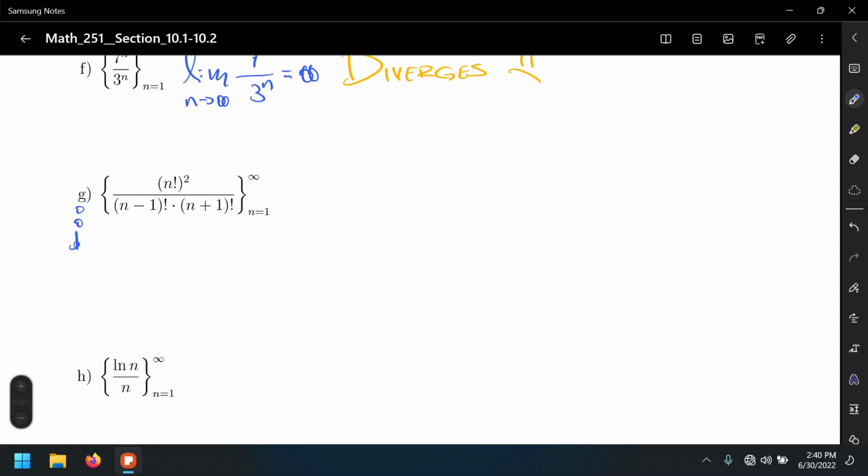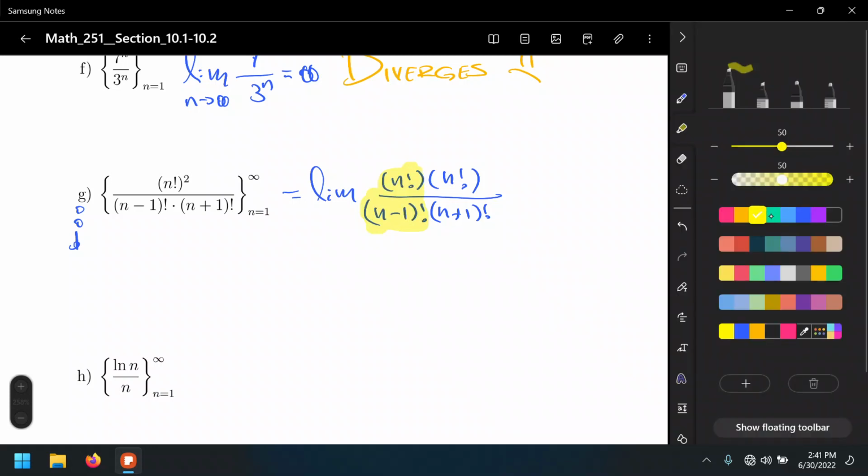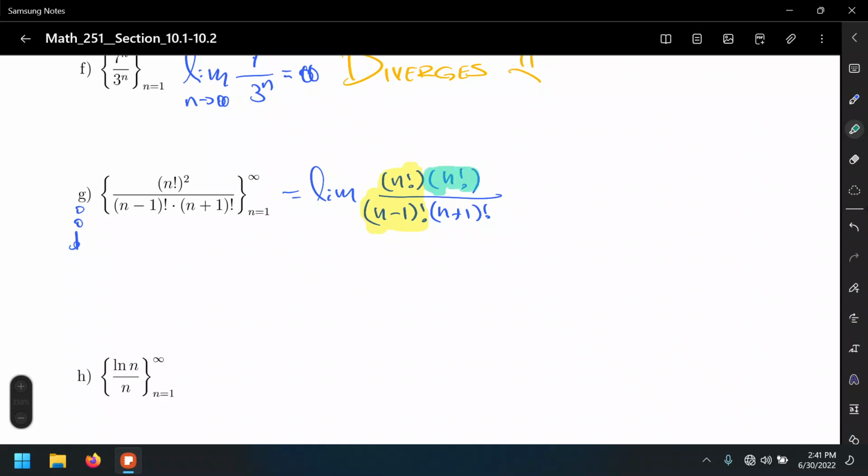For letter G, this n factorial squared, I would write it the following way. Limit of n factorial times itself divided by n minus 1 factorial times n plus 1 factorial. Okay, so what I would do here is group these two and group this other two.